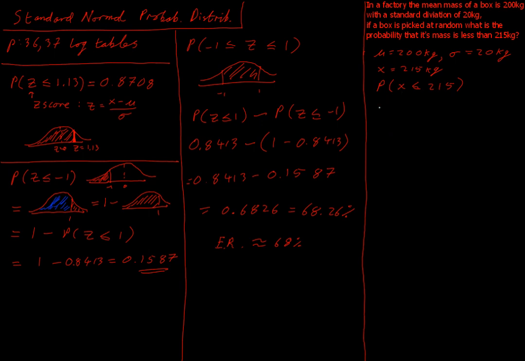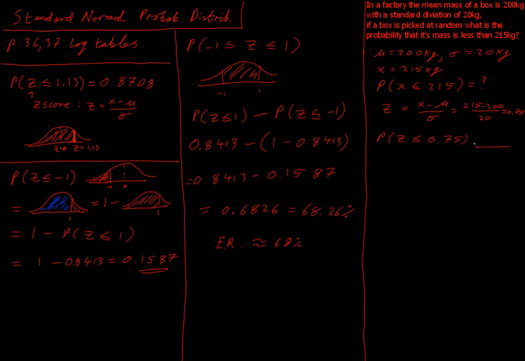I need to turn this into a z-score, and I'm going to write down the formula. Sorry, I should put an equal sign there. Question mark, I should say. So z is equal to x minus mu all over sigma. 215 minus 200 all over 20 is equal to 0.75, when I put it in my calculator. So I'm looking for, then, my question becomes the probability of z being less than or equal to 0.75. And this is fairly straightforward.